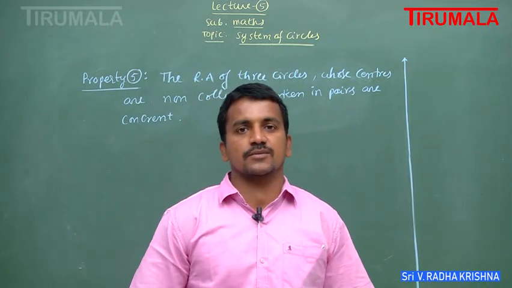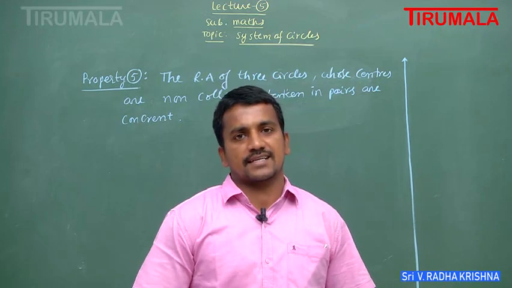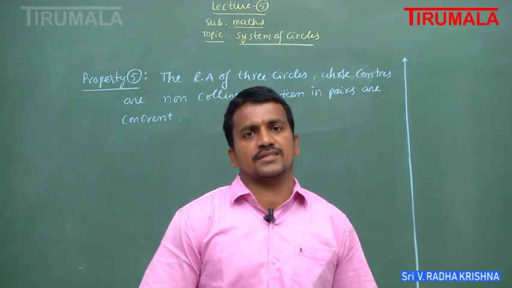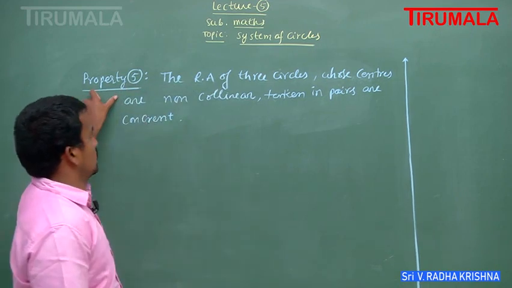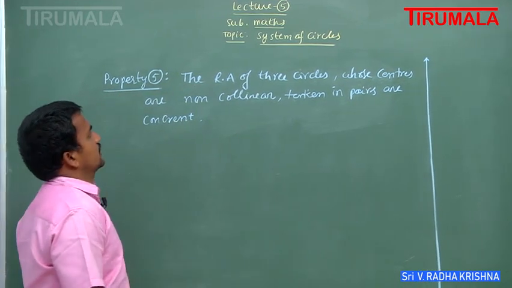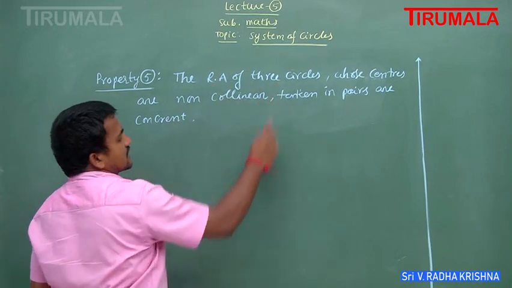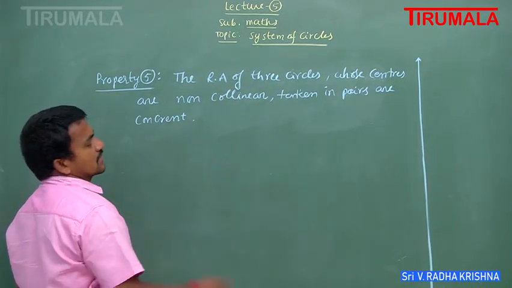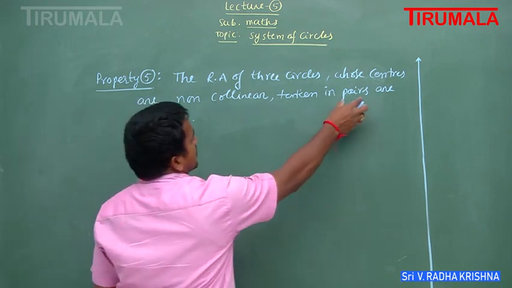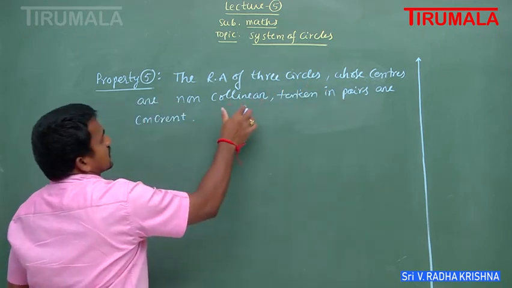Now, continuation of the topic radical axis and radical center. Yesterday we completed up to 4 properties. Next is the fifth one, property five, which is very important. The radical axes of 3 circles whose centers are non-collinear, taken in pairs, are concurrent. Pairwise we are taking 2 circles.